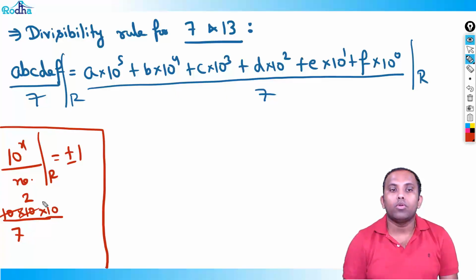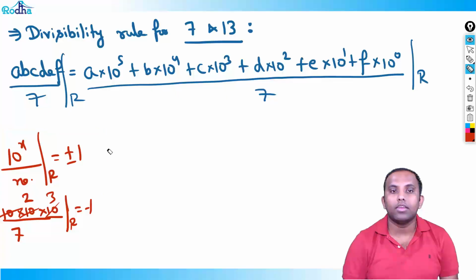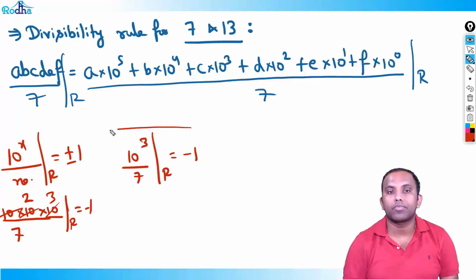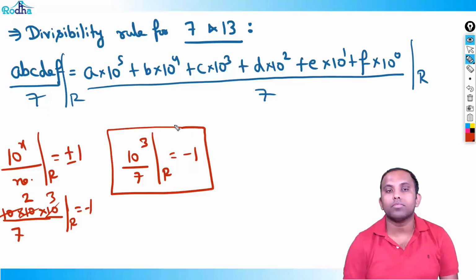So again, 2 into 10 is 20, so 10 by 7 gives 3. So 2 into 3 is 6. So 6 by 7, the remainder is how much? Minus 1, we got, right? 10 into 10 into 10, that means 10 cube by 7 will give me a remainder of minus 1. We got this 10 cube, right?